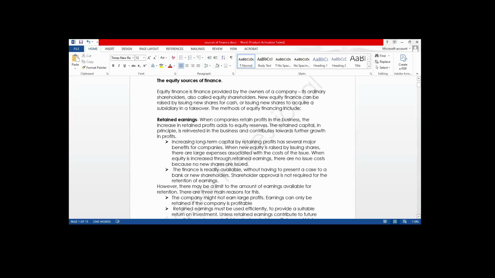Where a company has retained earnings, then the company can use the retained earnings as a source of finance. Where a company has retained earnings, then the management can adopt retained earnings as a source of financing.